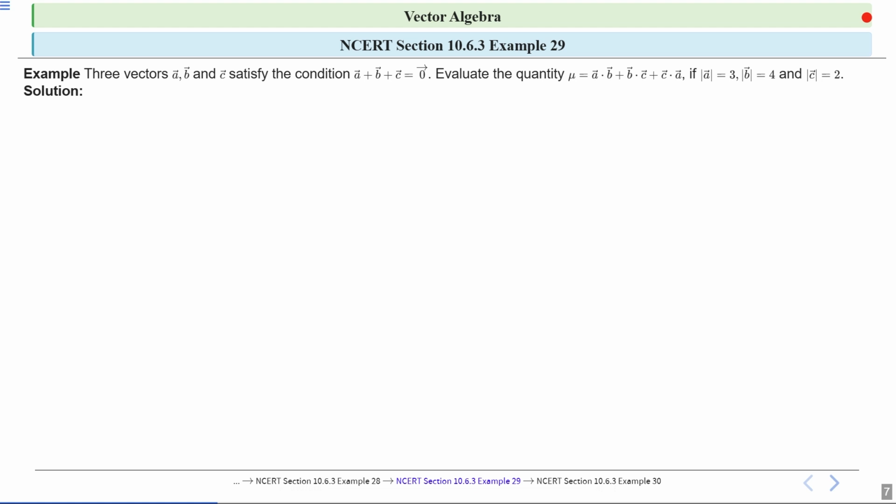You have to evaluate the quantity mu, which is a vector dot b vector plus b vector dot c vector plus c vector dot a vector. So let's see how we can solve this. Given a vector plus b vector plus c vector is equal to 0 vector. It is given.